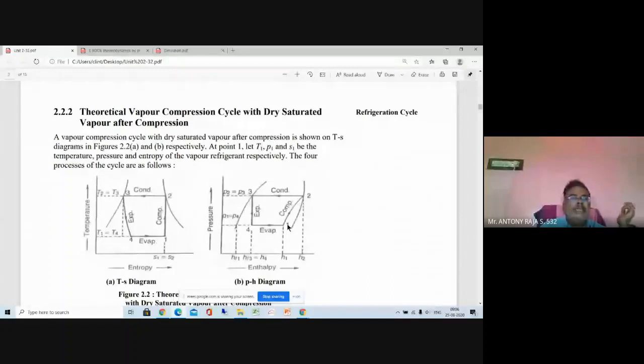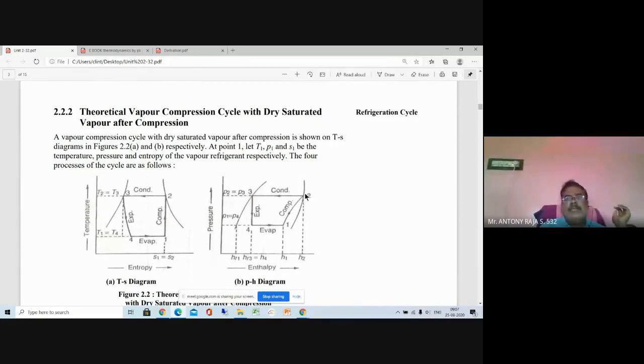Like wet steam. Wet steam means it contains water particles. So here also you see that refrigerant particles are there, not water particles. In steam, water particles are there. So it is a liquid plus vapor mixture. Therefore, it is called wet vapor. So this is one of the conditions. Here you see that the wet vapor enters the compressor inlet through the suction valve. Wet vapor.